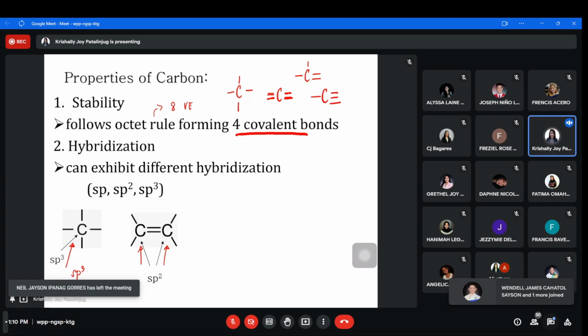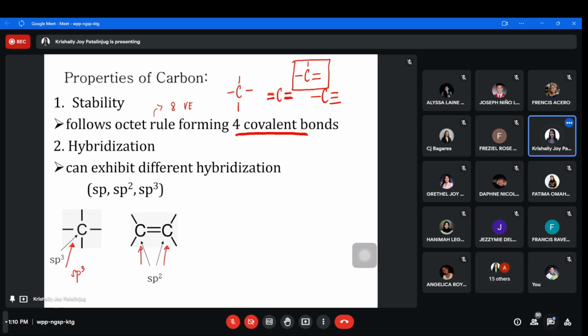They carry a double bond. Ganito yung orientation nila. Itong binox ko, okay, ito yung naka-box na kulay red sa taas. Each carbon atom, ganito yung orientation nila. They have one double bond. So in that case, naka-sp2 hybridized.